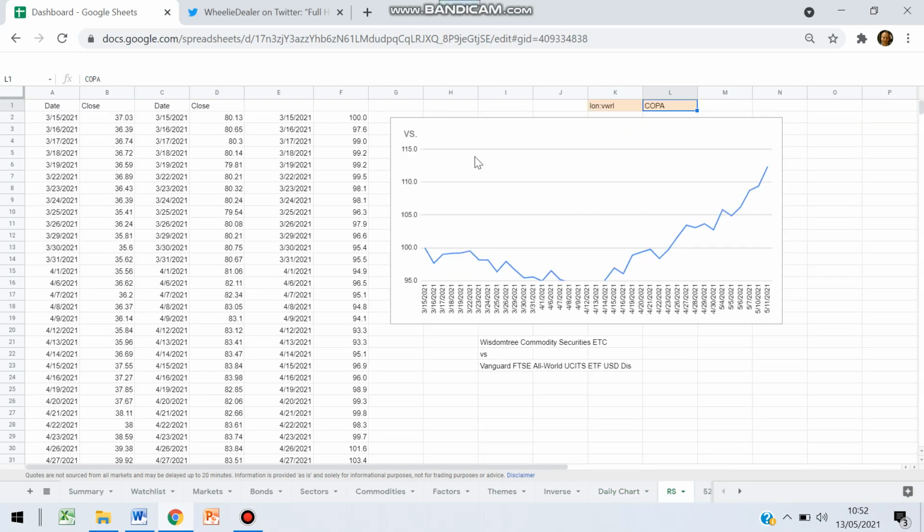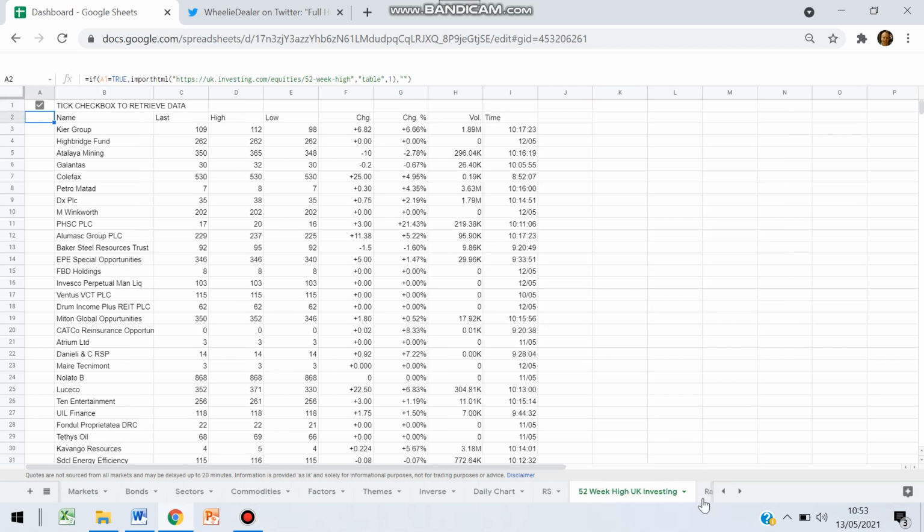Here I can look at relative strength. I can just compare two different ETFs. Here I'm comparing copper against worldwide equities, and initially copper underperforms and then it absolutely shoots ahead from about mid-April. It's quite useful to look at this sort of relative strength because it helps to smooth out some of the moves in the market, and you can get a bit of a clearer picture of what's going on.